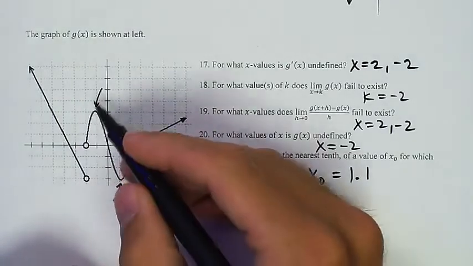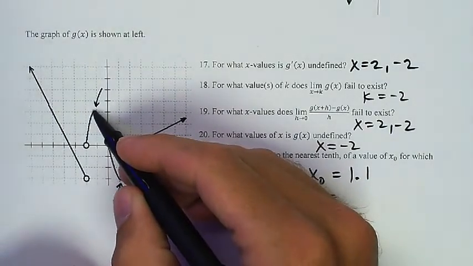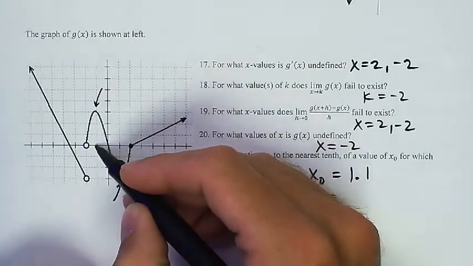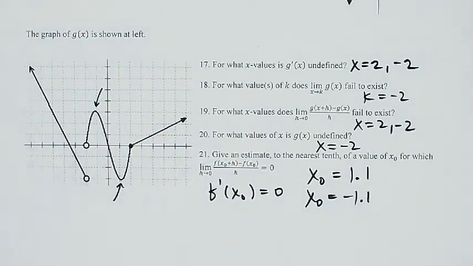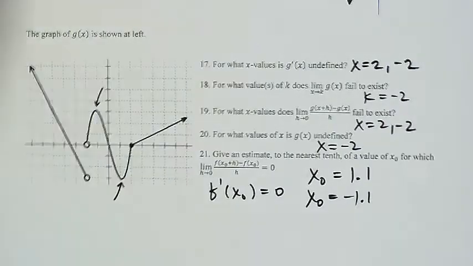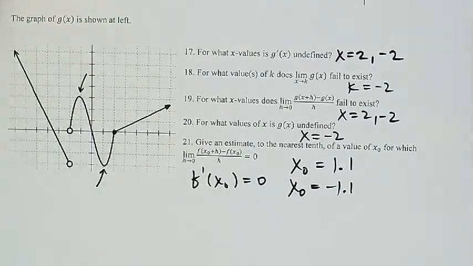Okay, and then the other value seems to be over here where x is a little more negative than negative 1. Maybe I would call it negative 1.1. But if you called it negative 1.2, I would think you were just as right. And that's going to be all the example problems I've got for this video.